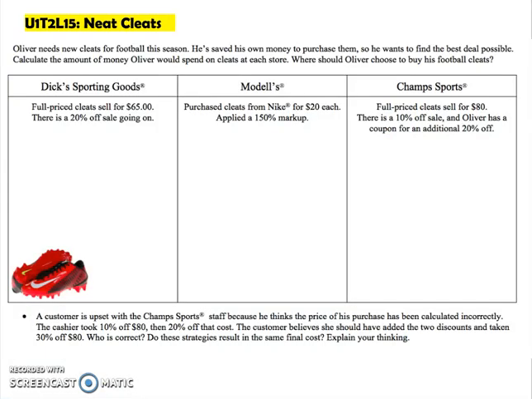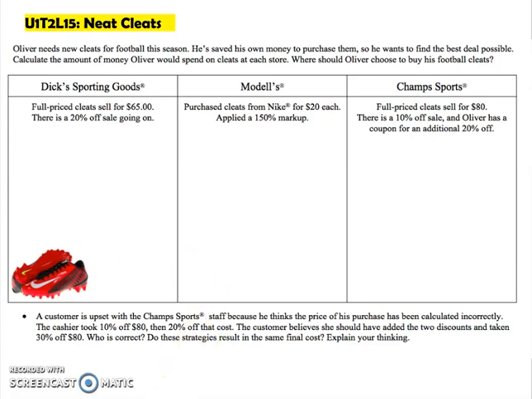So we have the first activity, or the first worksheet, and Olivier needs new cleats for football season. He saved his own money to purchase them, so he wants to find the best possible deal. So he went to these three different places: Dick's, Mobiles, and Champs.